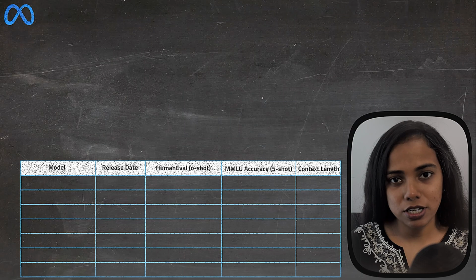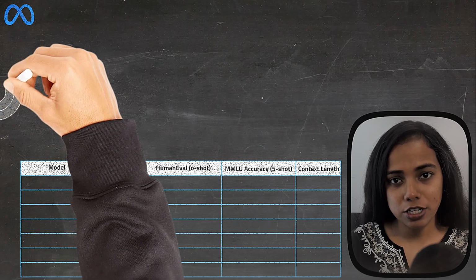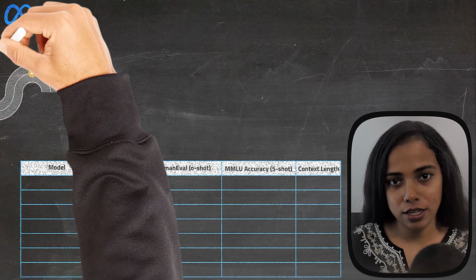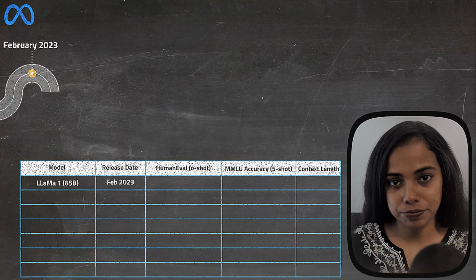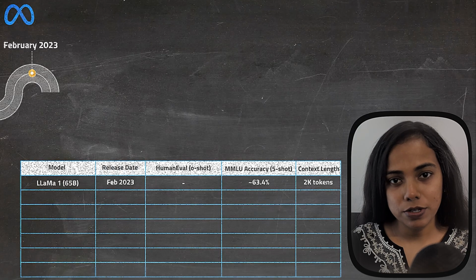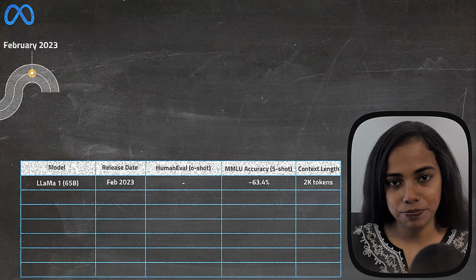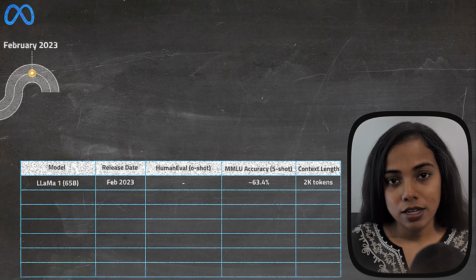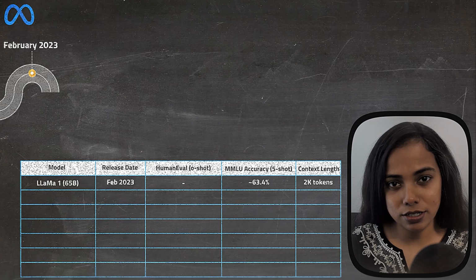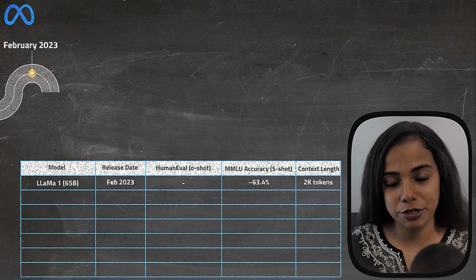Meta first launched LLaMA, which is short for Large Language Model Meta AI, in February 2023. The LLaMA model was built on the basic transformer decoder architecture with a few key modifications in normalization and positional encoding vectors. The first LLaMA model supported a context window of 2048 tokens. Initial releases included a 7 billion, 13 billion, 33 billion, and 65 billion parameter variants.